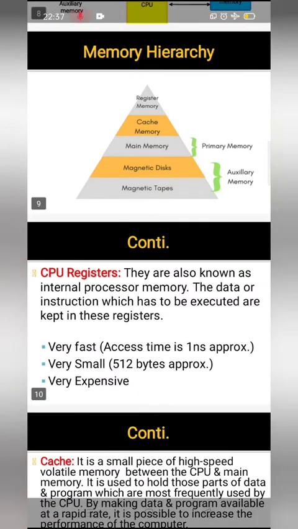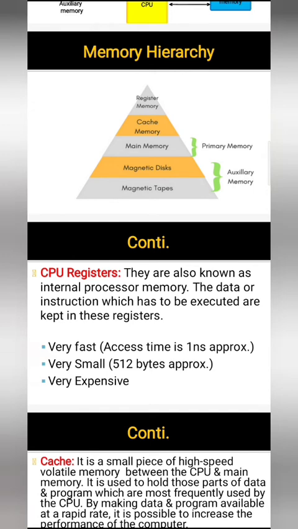So I'll discuss the first memory unit, which is placed at the top of this pyramid, that is CPU registers. Now these are also known as internal processor memory. So these are the registers which are available within your processor. Now, the data or instructions which have to be executed are kept in these registers. So whenever a processor is executing an instruction or operating on some data, that immediate data will be kept in these registers while the operation is taking place.